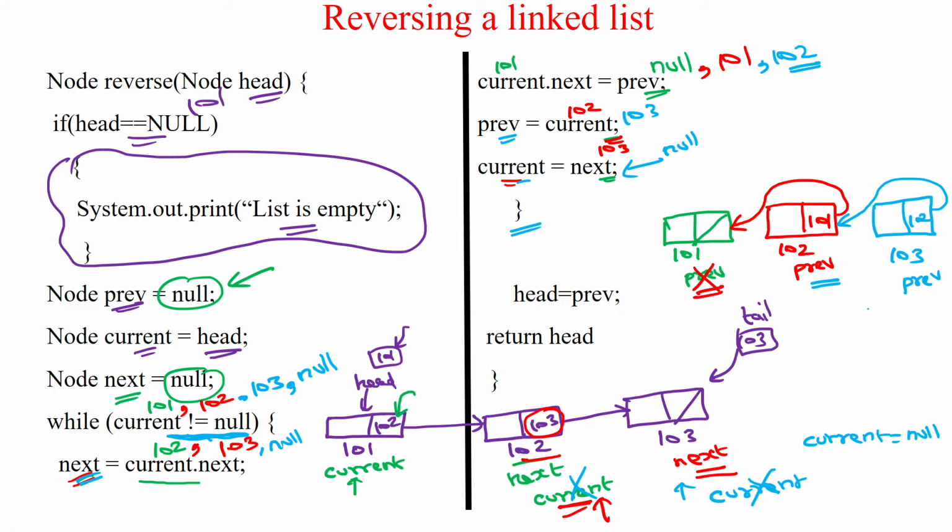Now the previous, look here, this is the previous. This previous is assigned as head, so the head pointer will be created. The head pointer has the previous value, 103, so it is pointing to 103. Now you look at that, the list is created in the reverse direction. So 103 becomes head, the second node is 102, and the last node is 101. So this is the way to reverse a linked list.